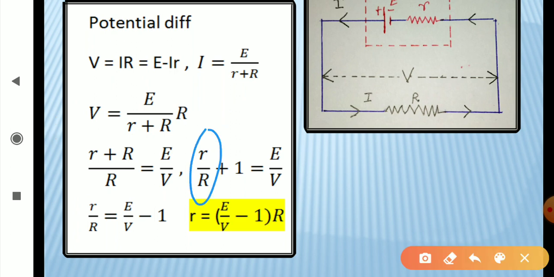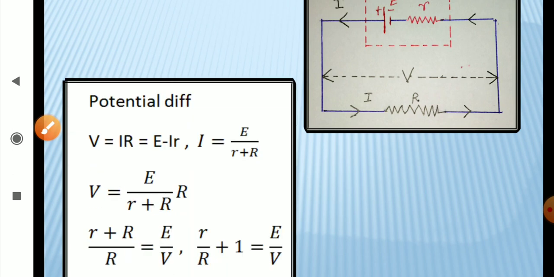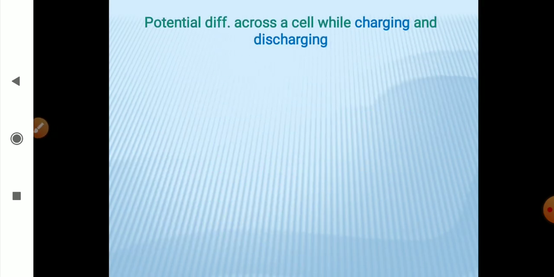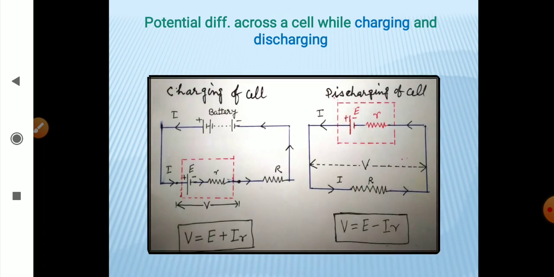I kept this small r plus r upon r on the left, and plus 1 is taken to the right, so it becomes minus 1. And then take this r also to the right hand side. You get this internal resistance r is equal to E upon V minus 1 into R. Very, very important relation. You must remember it. You will get this derivation in the examination straight away, and numerical problems also based on it.